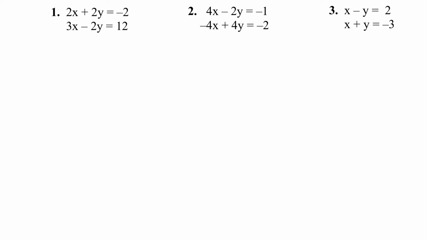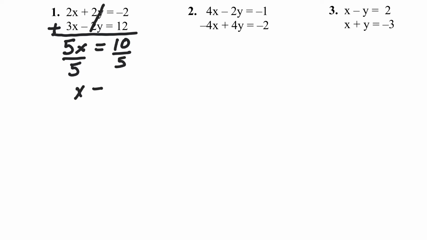And what we're going to do here is, for number 1, we're going to add these two equations. 2x plus 3x gives you 5x. 2y minus 2y is 0. 12 plus negative 2 gives you 10. Divided by 5. Therefore, x gives you 2.